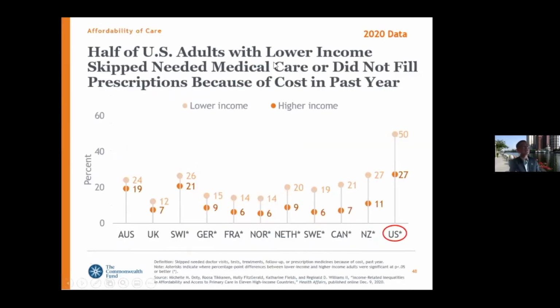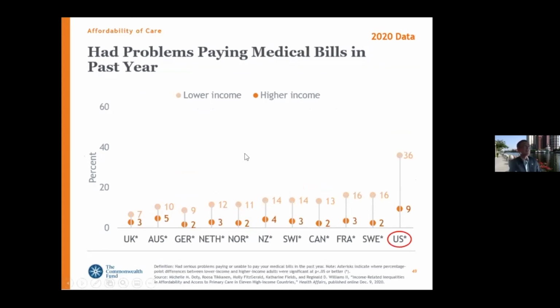And half of US adults with lower income skip needed medical care or do not fill prescription drugs. So the US is here. And the darker dot is high income. Even the US high income are not faring much better than other countries' low income. Similarly, with problems paying medical bills, 36% of US low income people have problems, but even among high income, 9% of the US high income population have problems paying bills.